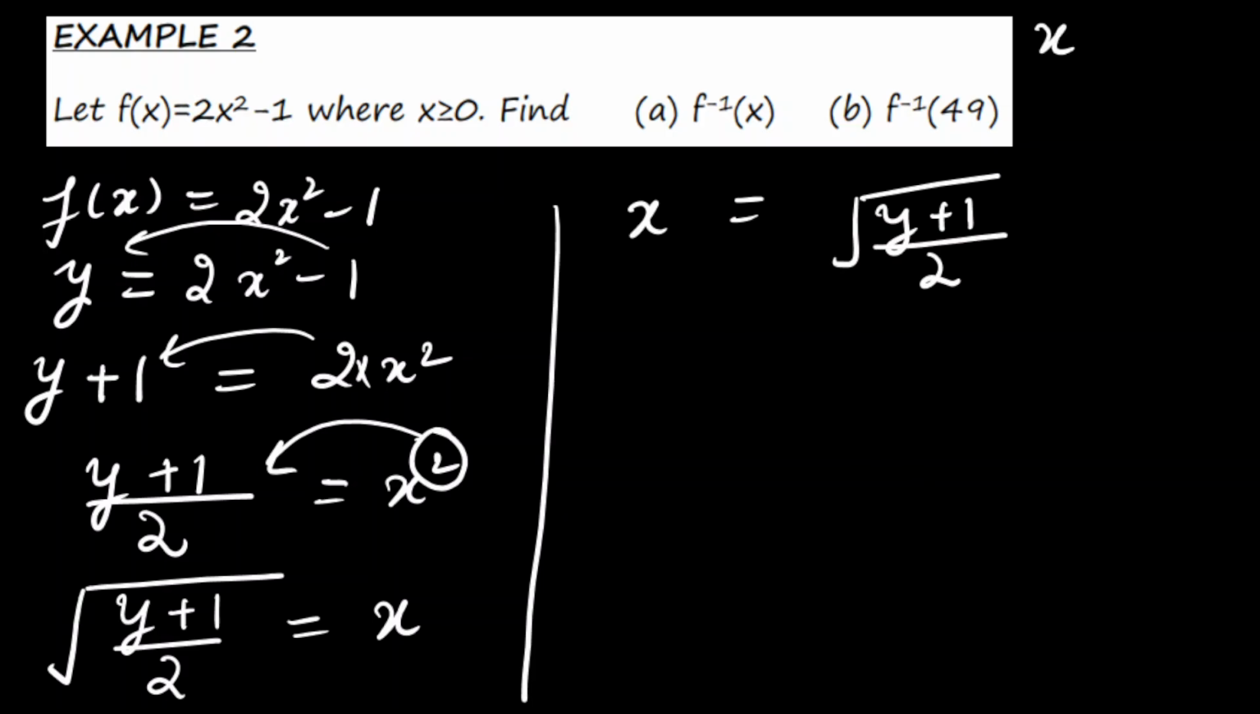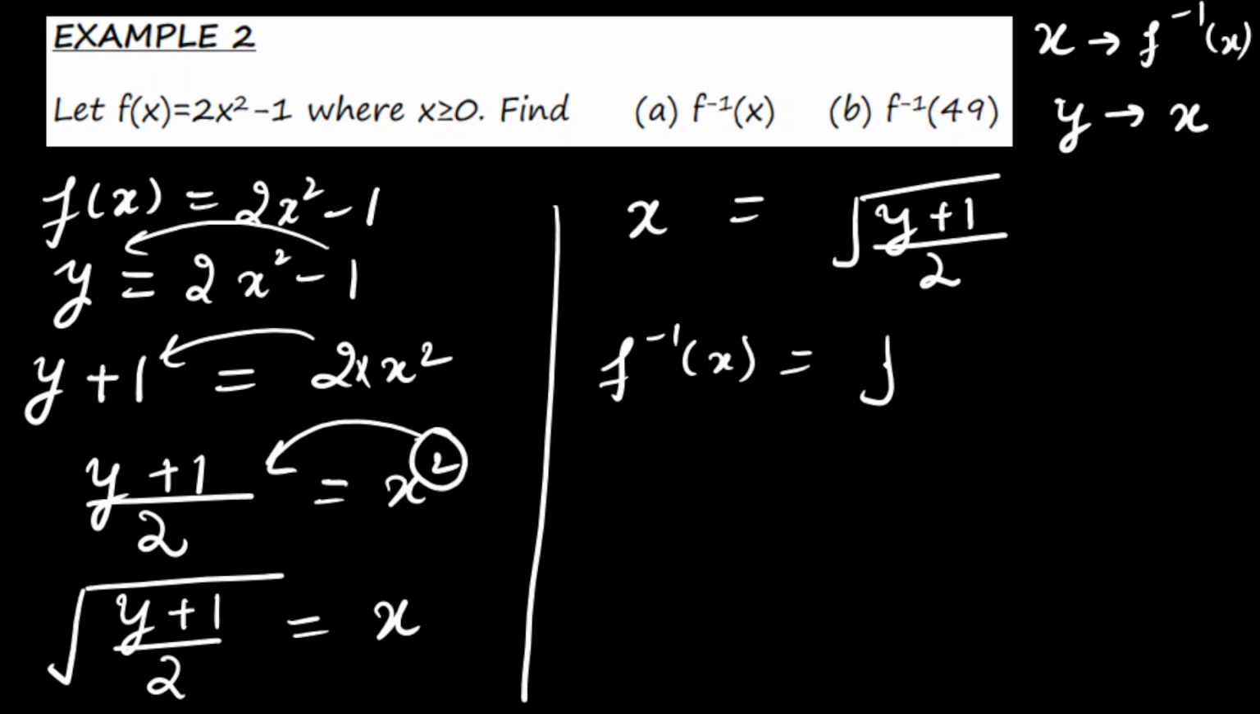Now third step. x we have to replace by f inverse x and y we have to replace by x. So f inverse x is equal to square root of (x plus 1) by 2. So this is the inverse of the given function.